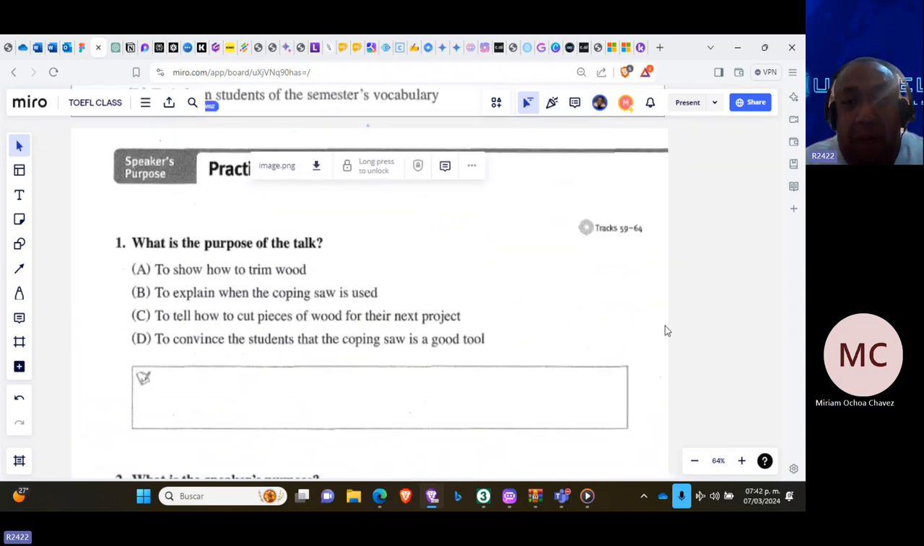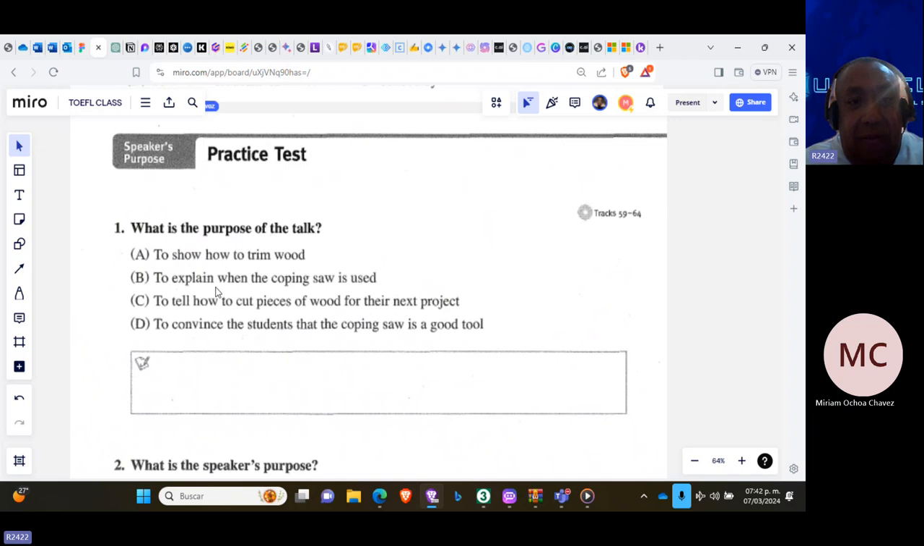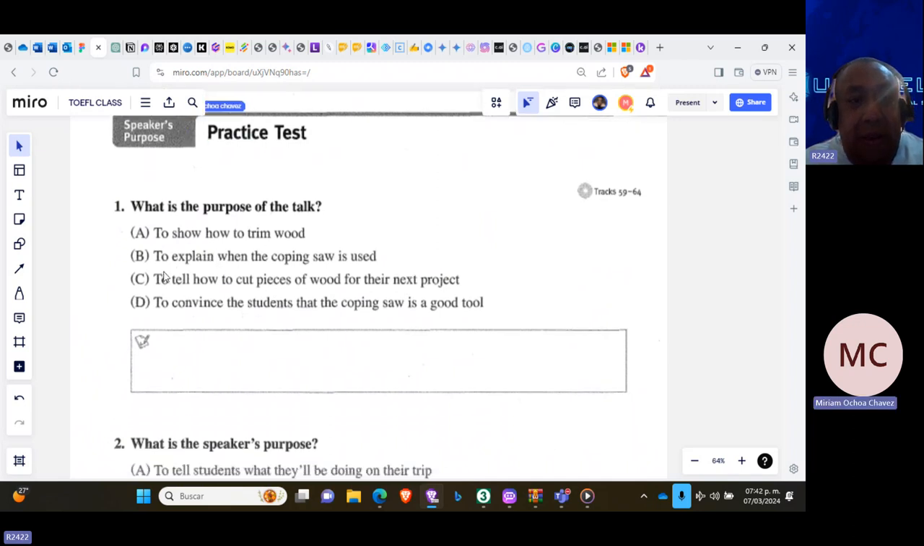Okay, so what is the purpose of the talk? A, to show how to trim wood. B, to explain when the chopping saw is used. C, to tell how to cut pieces of wood of their next project. D, to convince the students that the chopping saw is a good tool. Okay, Miriam, what is Miriam?